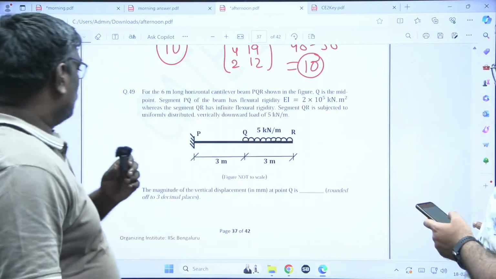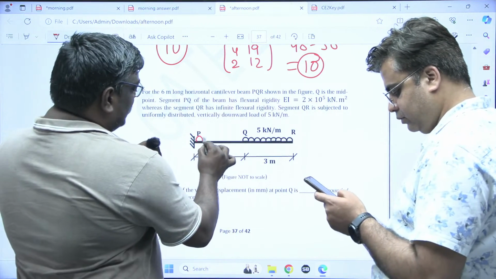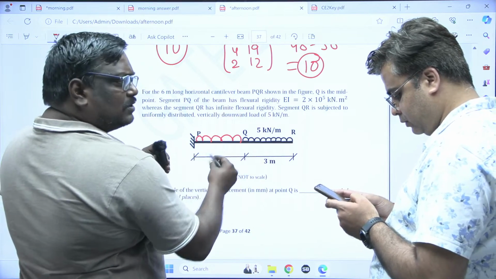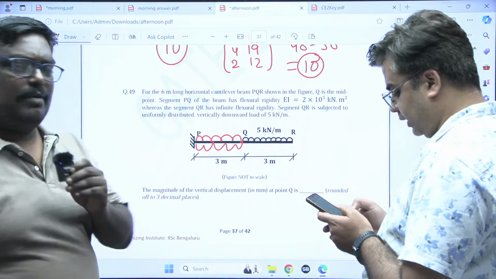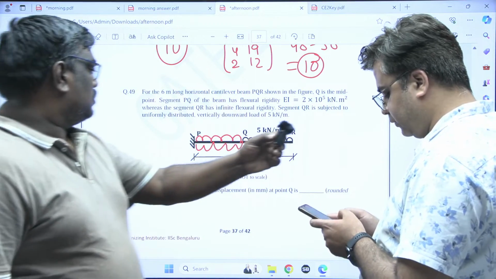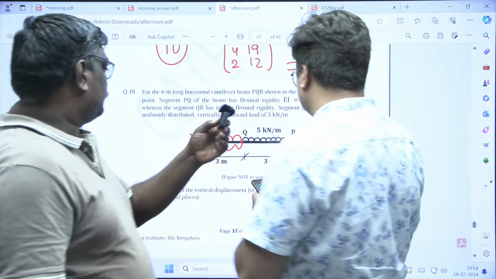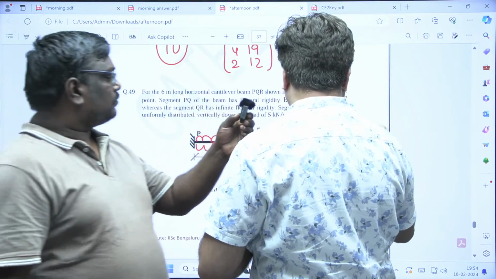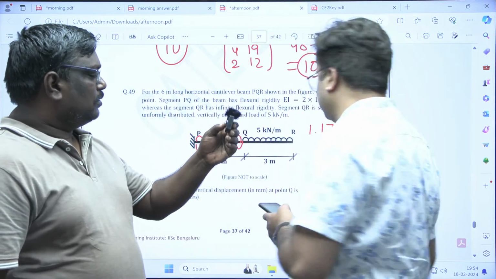Then this is question number 49. Sir, this is a deflection question. Students, we can apply the UDL to the entire span and subtract the removed portion. Calculating the entire deflection, and then removing that. So this is question number 49. The answer range is 1.176 to 1.186. This is the range that is given for this question.